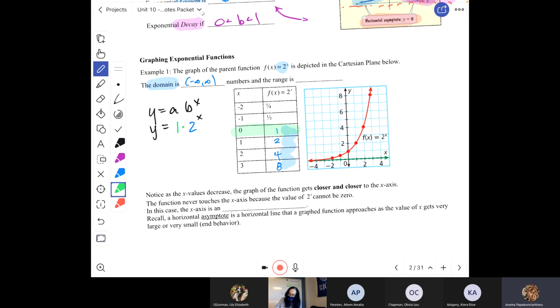Now, what is the range for this parent exponential function? The range. That's right. It's not including 0 because we have a horizontal asymptote at y equals 0. Beautiful. So the x-axis is a horizontal asymptote.